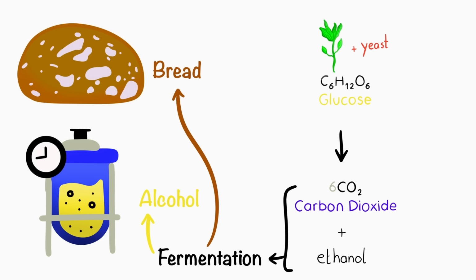This process in yeast cells is called fermentation. It has important economic applications in bread making and producing alcoholic drinks. In bread making, it's the carbon dioxide from fermentation that makes bread rise. In beer and wine making, it's the fermentation process that produces alcohol.